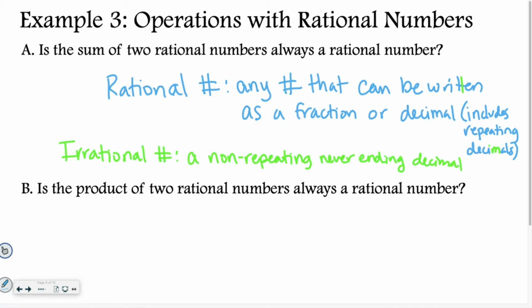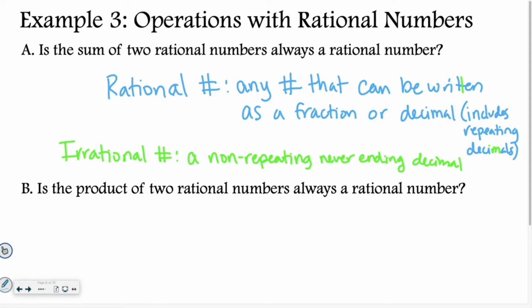So that number goes on and on forever and ever, just like how you guys feel about my math videos sometimes, okay? So irrational relates to Miss Johnson's math videos. They feel like they're never gonna end, okay? So, rational, any number that can be written as a fraction or decimal, includes repeating decimals. Irrational is a non-repeating, never-ending decimal.